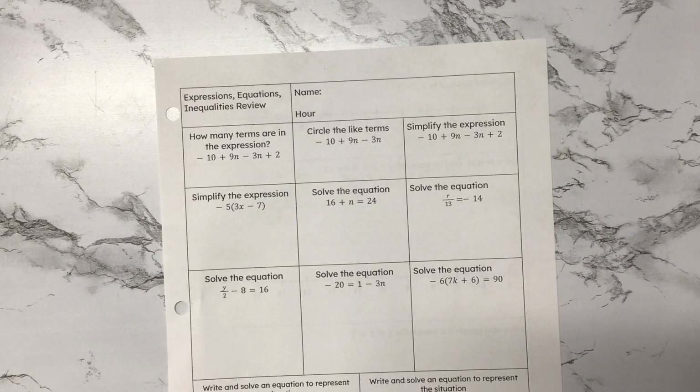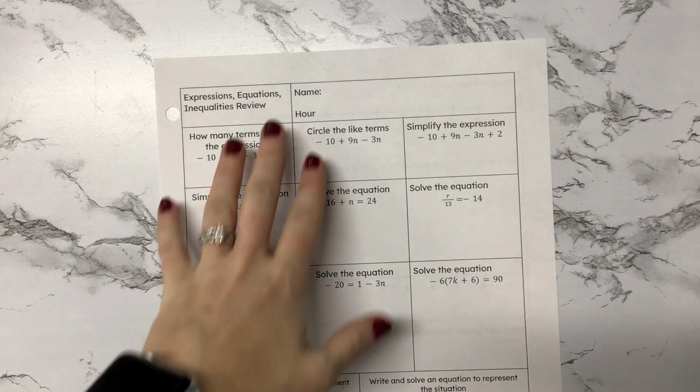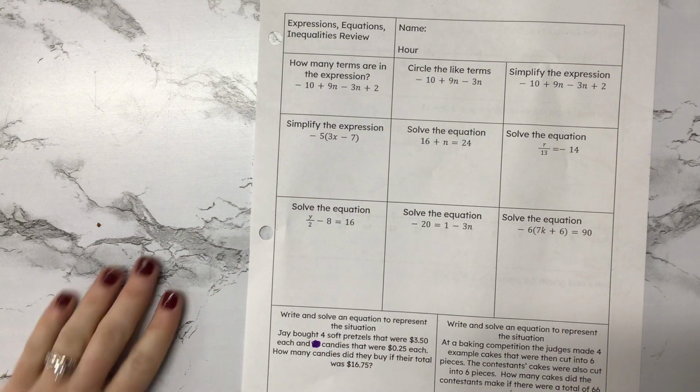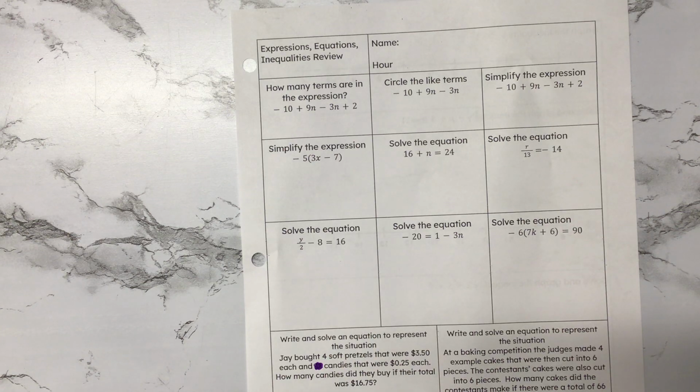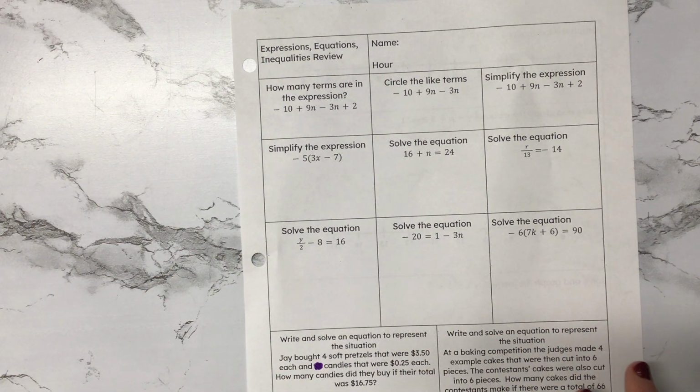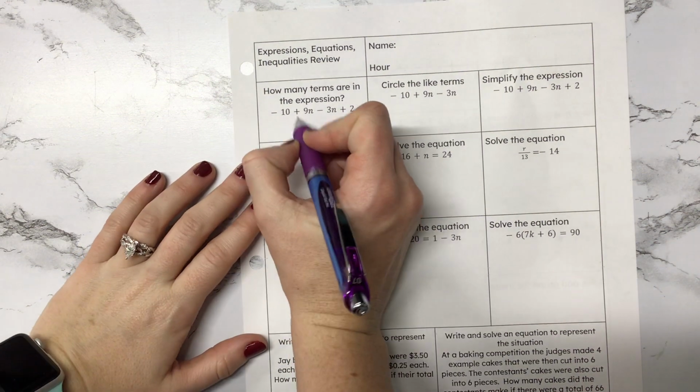So in this video, we're just going to review some expressions, some equations, and then a little bit of inequalities, just so that we have everything kind of fresh in our mind before we go to break. Okay? All right, so it says how many terms are in the expression. So remember that a term is a constant, it can be a variable, it can be a variable with a coefficient, but they are separated by adding and subtracting.